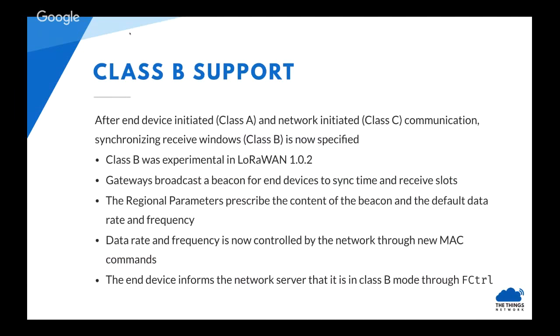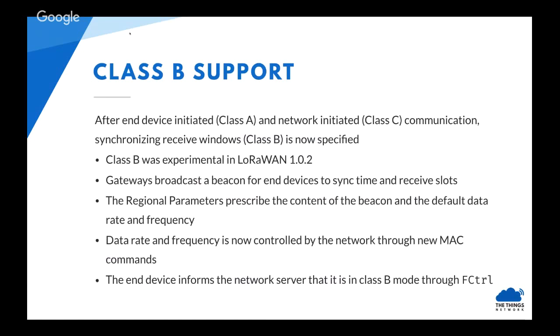Another major thing in LoRaWAN 1.1 is that class B is now specified. And class B is next to class A and class C. It's very useful. Because if you look at class A, for example, which is really end device initiated communication, class C is really network initiated communication. Class B is really about synchronizing receive windows between the device and the network. And this is less power consuming than class C, because the end device can sleep between the receive windows, instead of, for example, class C, where the end device is continuously listening, which draws way more power.